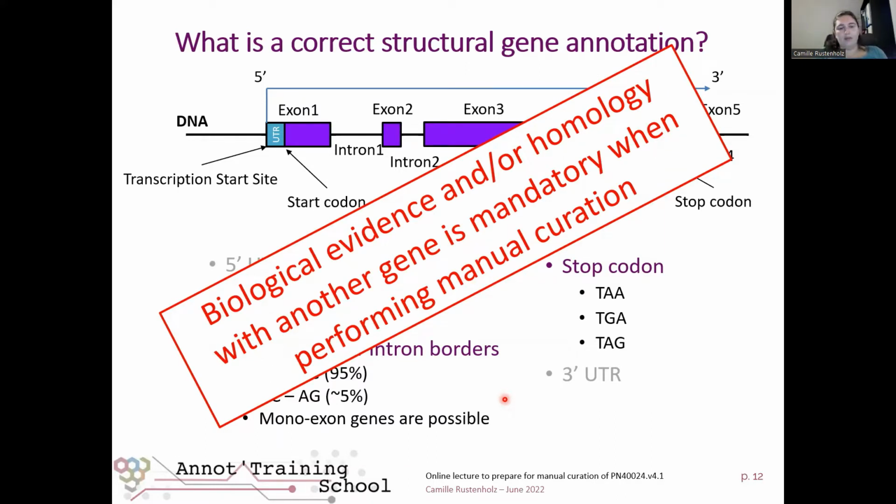What's different is that when we perform manual curation, we are not only going to stick with the canonical gene structure I've just described, because you can find structures that look like genes pretty much everywhere in the genome with an open reading frame. What will make our gene, let's say, real or more real, is if it has biological evidence and/or some homology with another gene. This is really mandatory when we are curating genes. We not only expect the gene to have a correct structure, but also to have some biological evidence or homology, which testifies that it's probably a real gene that we are curating.